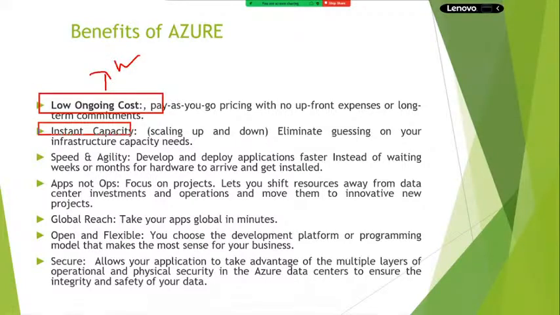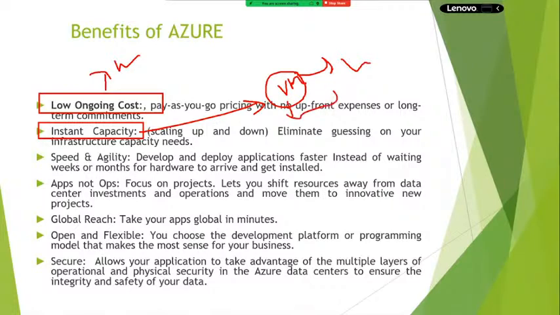Next, instant capacity. Instant capacity in the sense that I would like to increase or downgrade the size of a VM, or downgrade the size of the configuration of the app services. Anytime, anywhere, if you have internet connectivity, you can downgrade or upgrade the configuration of your application. That is what instant capacity means. Okay, next, speed and agility.